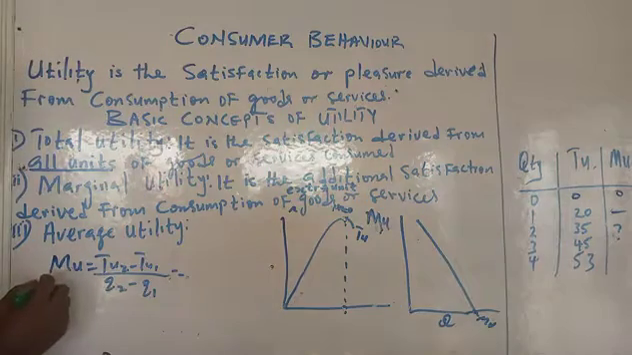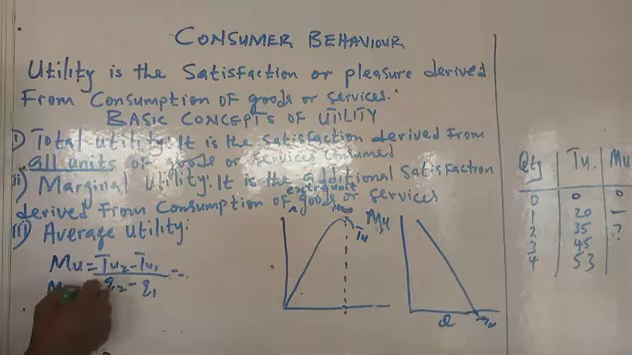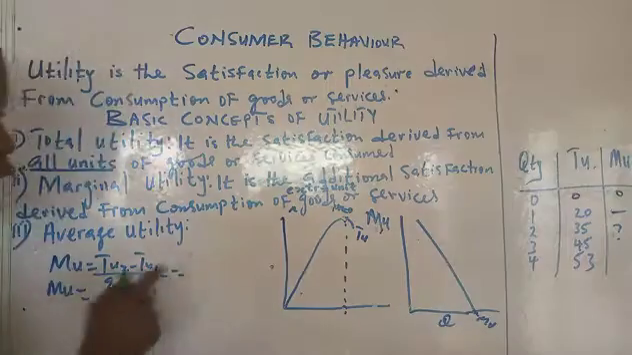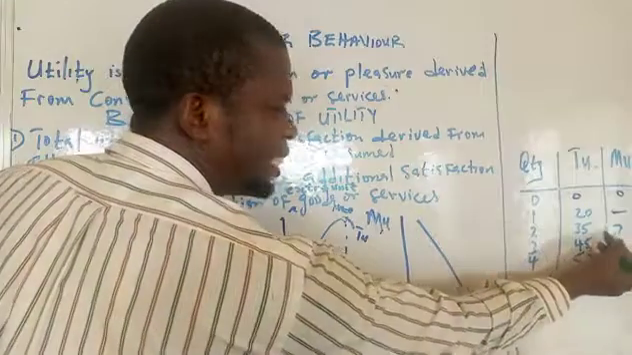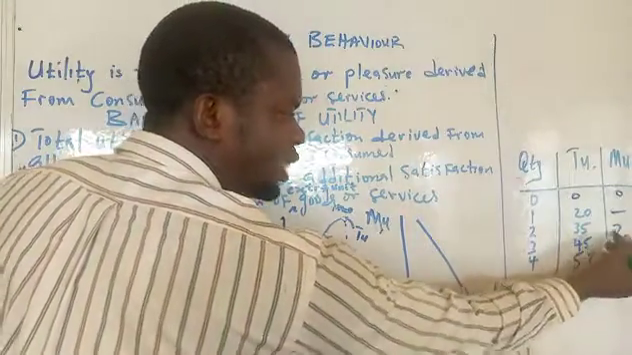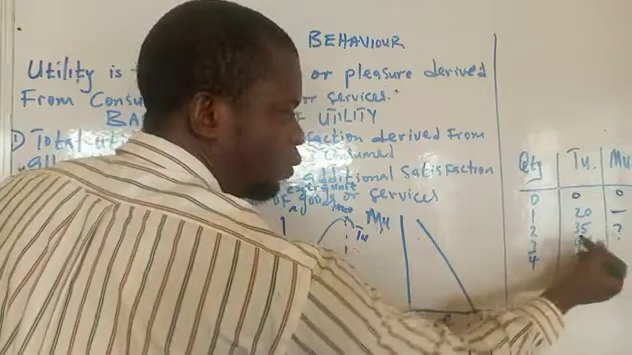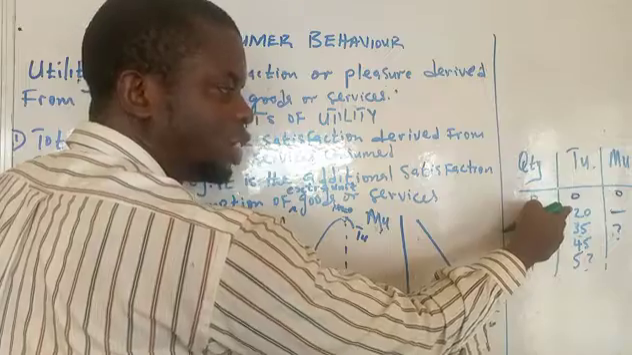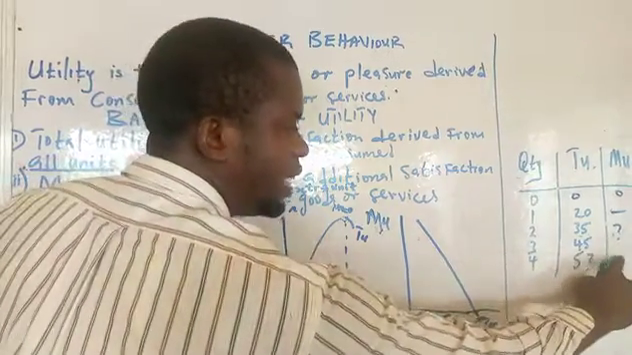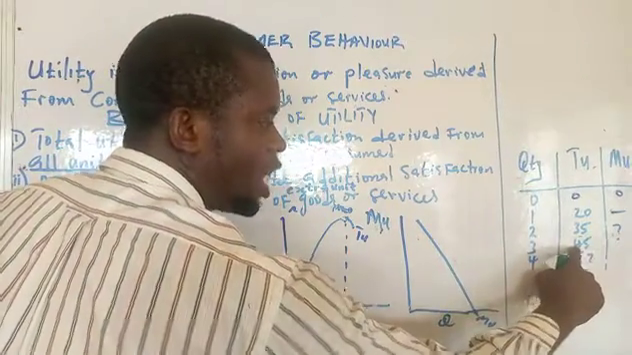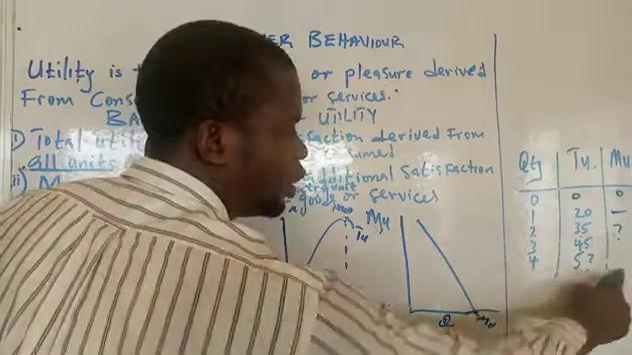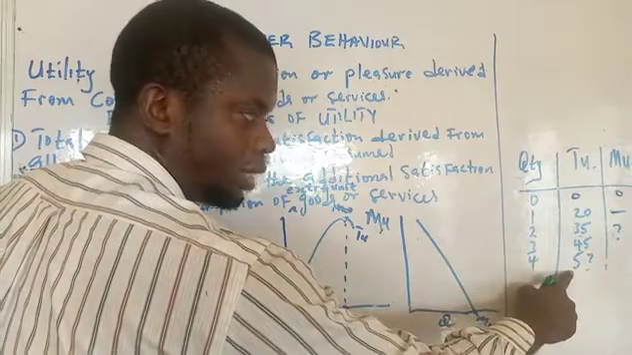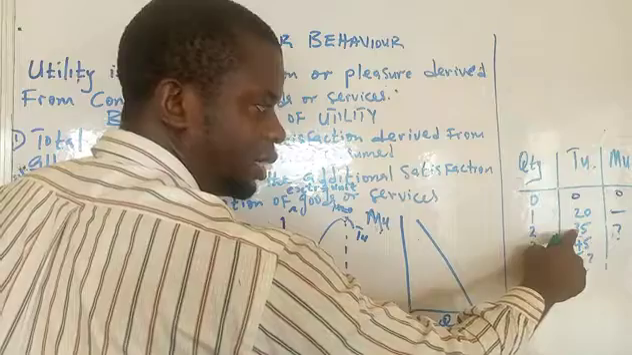We say marginal utility equals TU2. This TU2 is always the TU on the row of the marginal utility you are looking for. Any TU you see on that row is your TU2, and the preceding one, the one that comes before it, is your TU1. So if I'm looking for marginal utility here, this will be marginal utility 2. Do you understand?